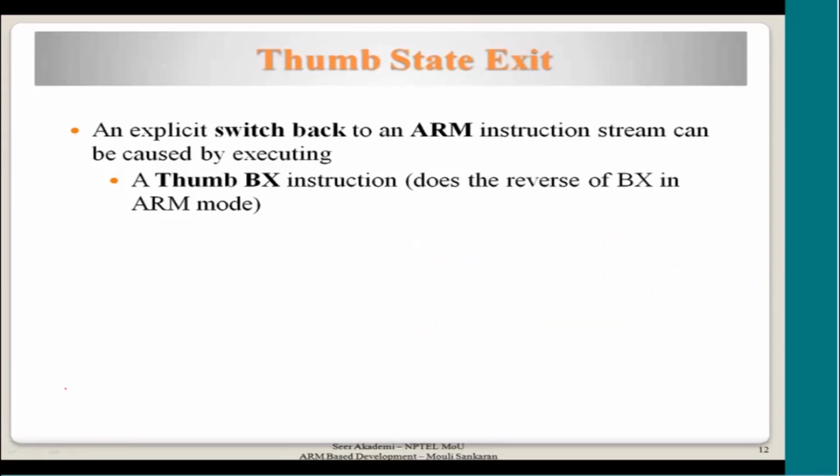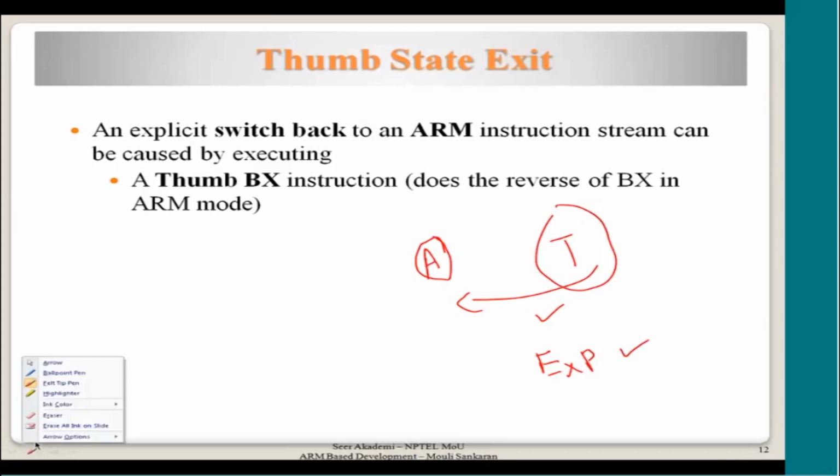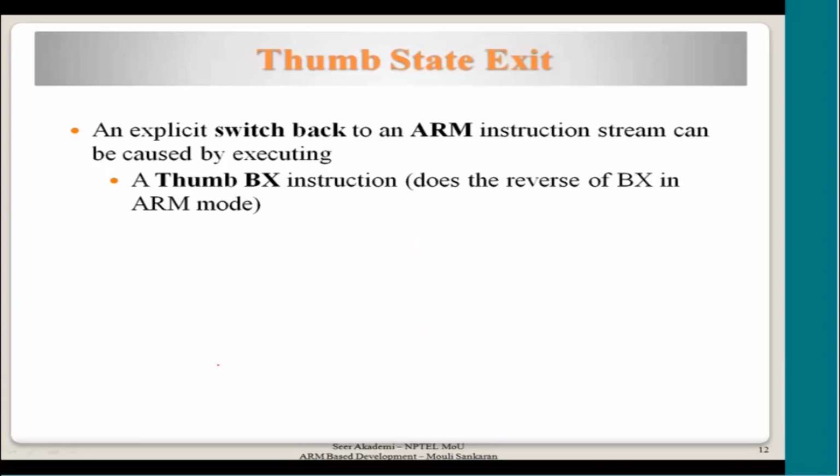Now I am going to explain how it can exit from thumb state, going out of thumb state to ARM state. One thing is very clear: if an exception happens, of course it will exit from thumb state and go to ARM state, isn't it? That is because of the exception happening. But you know that an exception is an unprogrammed event. So how can the programmer decide to move out of the thumb state? That is called the programmer deciding to exit thumb state.